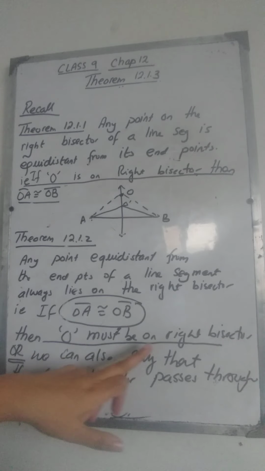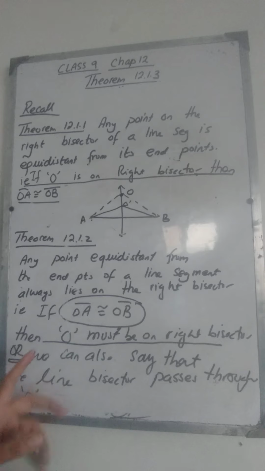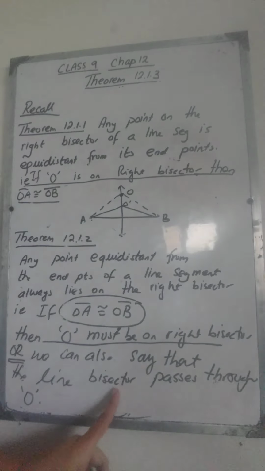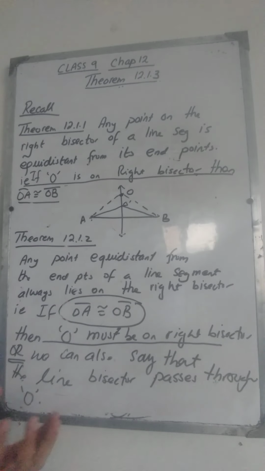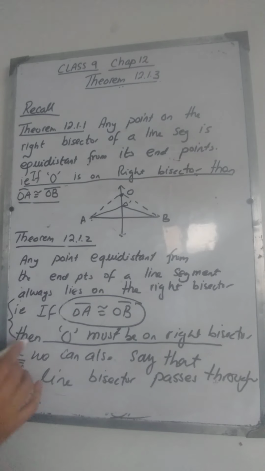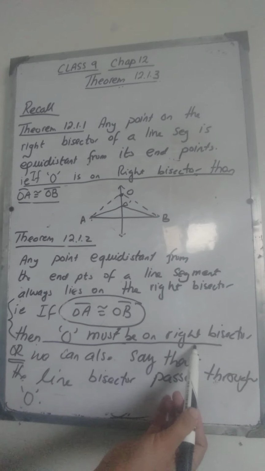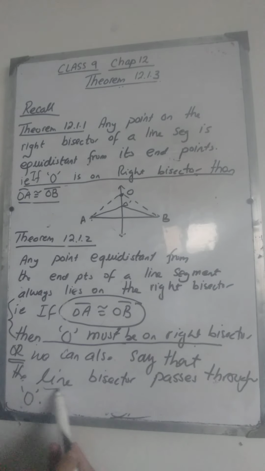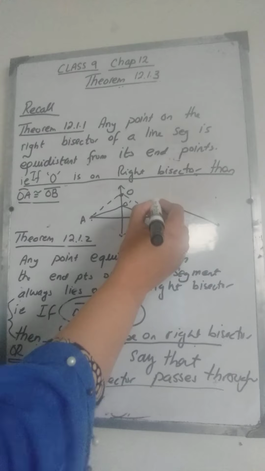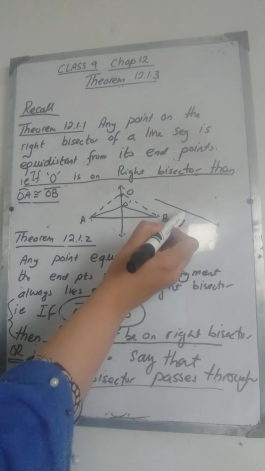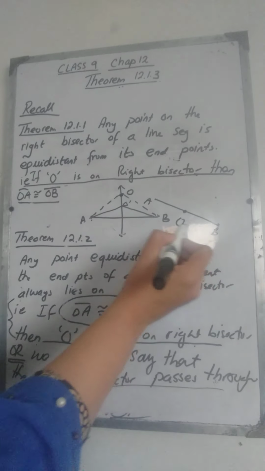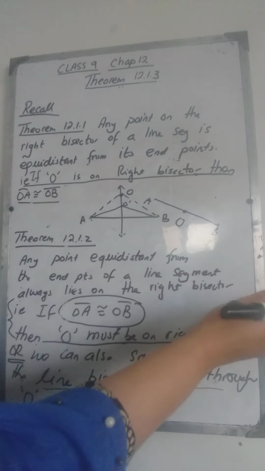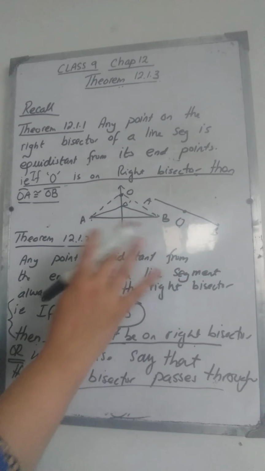Now if O lies on the right bisector, this statement can also be written as: we can say that the right bisector passes through O. If a point lies on a line, we say that the line is passing through it. Both these statements are the same, whether you write that O is on the right bisector, or you say that the right bisector passes through O. Because if you have a line and a point O, if point O is on this line, we can say that point O is on AB, and we can also say that AB is passing through this point O. They are the same things.